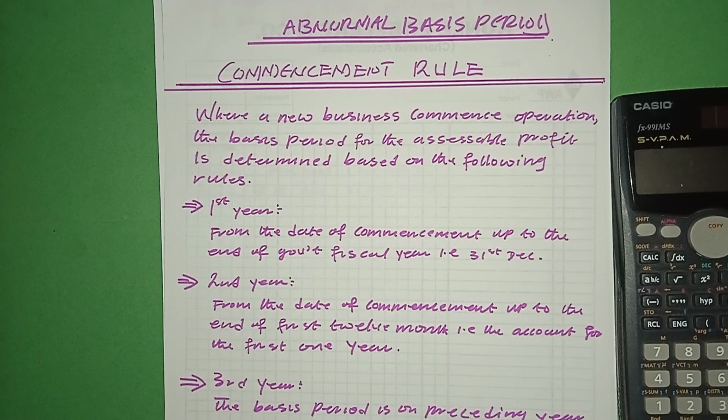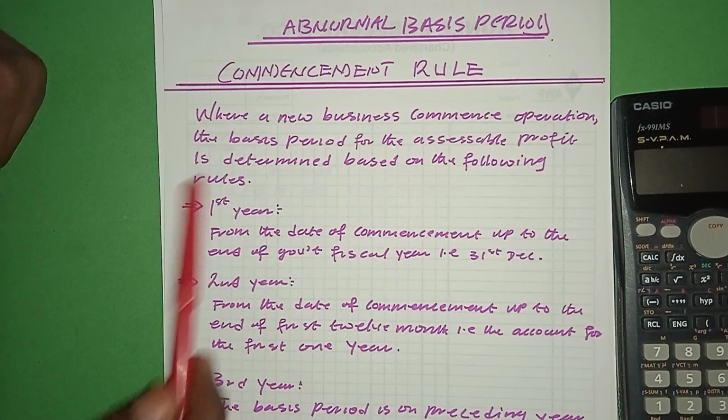Now, under the abnormal basis period, I told you in the last video that we have the commencement rule, change of accounting date, and cessation. Today we will be talking about the commencement rule. So I'm taking it one by one so that you understand everything about it. Now, let's go.